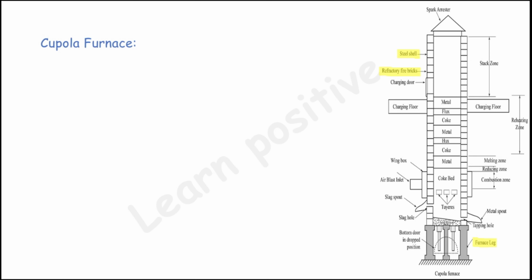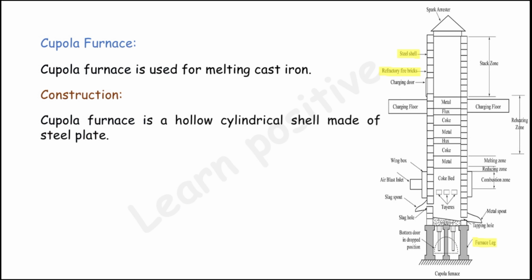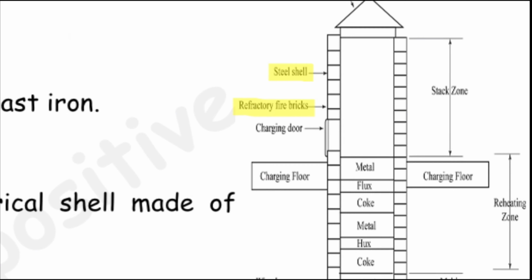Today's topic is the Cupola furnace. This is the diagram of the Cupola furnace. The Cupola furnace is used for melting cast iron. The construction of the Cupola furnace is given. The Cupola furnace is a hollow cylindrical shell made of steel plates, as highlighted in the diagram.